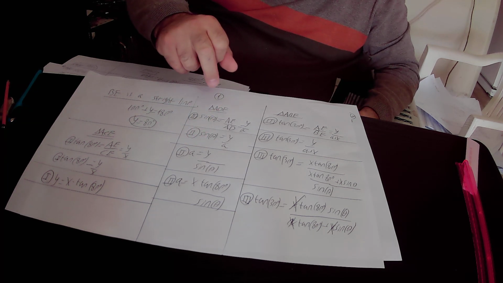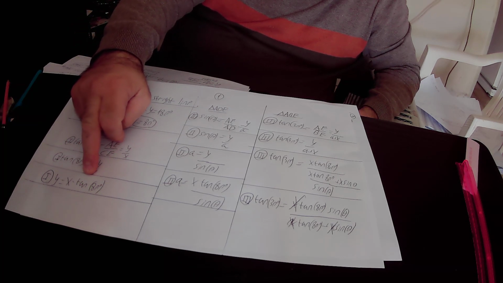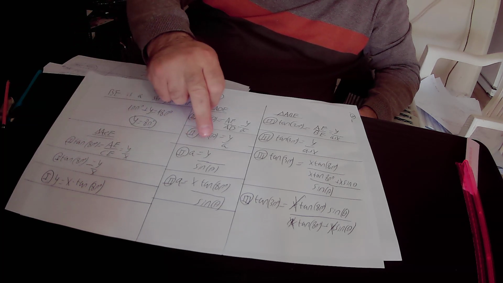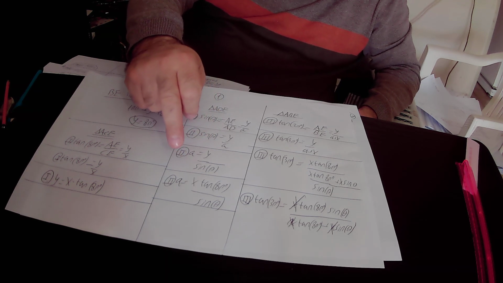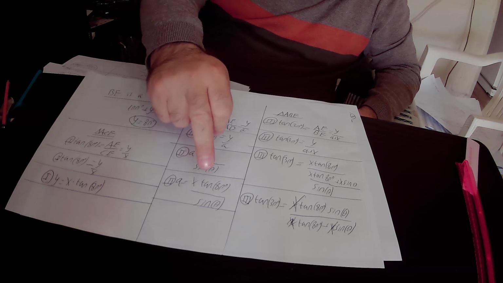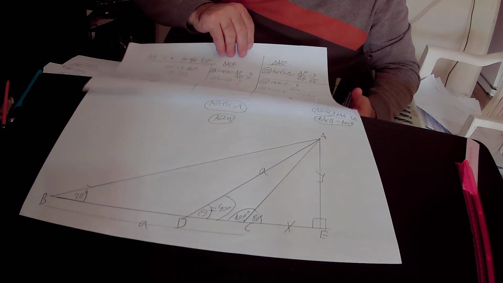But Y, according to equation number 1, equals X times tan 80 degrees. So we substitute Y by X times tan 80 degrees, and we get that A equals X times tan 80 degrees over sin theta. Then we focused on the right triangle, triangle ABE.